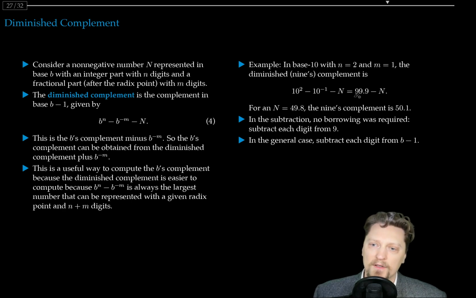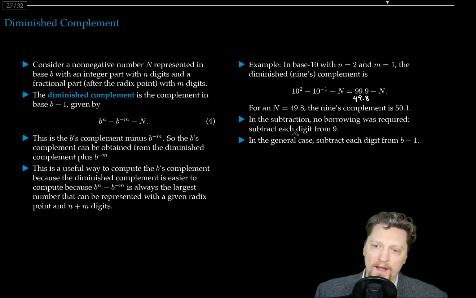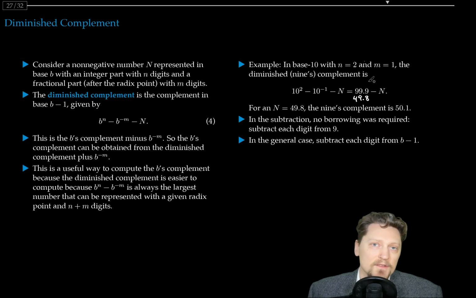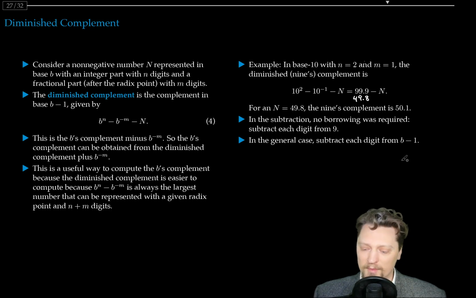Notice that in the subtraction, so we just did a subtraction with 49.8, we subtracted 8 from 9, 9 from 9, and 4 from 9. In the subtraction, no borrowing was required because we always have the highest numeral in each place. So subtract each digit from 9. You can never get a digit that's larger than 9, so we're always going to have enough to not have to borrow. In the general case, subtract each digit from b minus 1. So this is the diminished complement. Computing this is easy because you never have to borrow when you're computing the diminished complement.